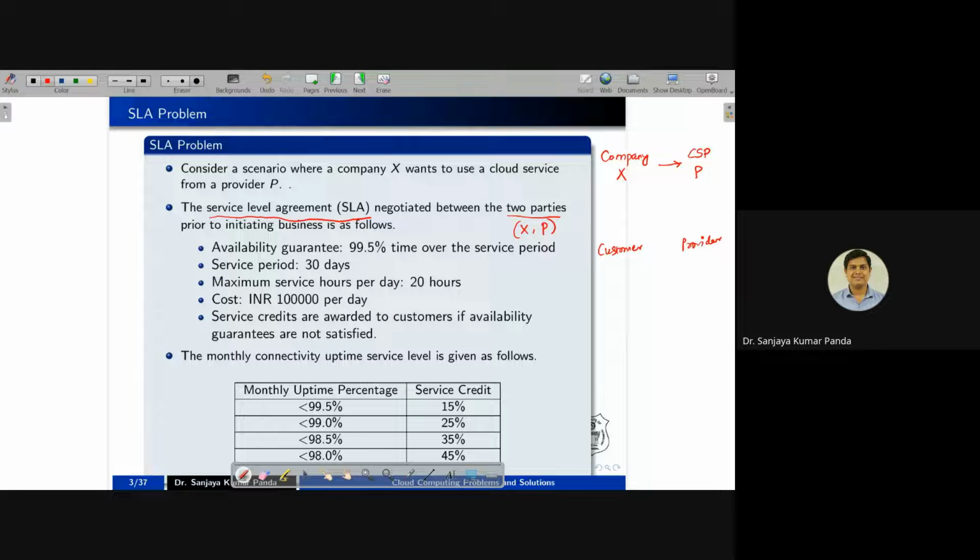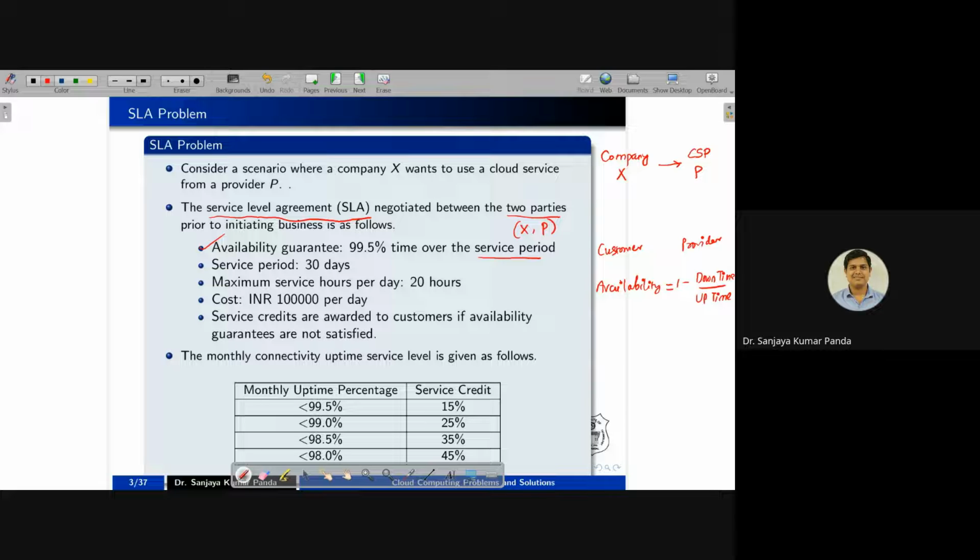Okay, the first service level agreement condition is that the availability guarantee is 99.5% over the service period. Availability can be calculated as 1 minus downtime divided by uptime. Okay, 1 minus downtime by uptime.